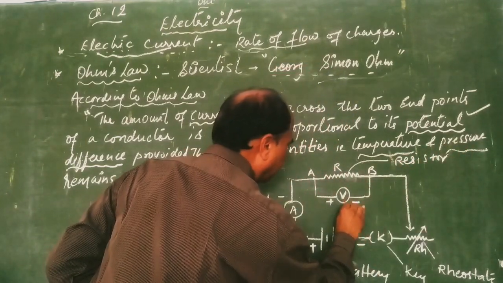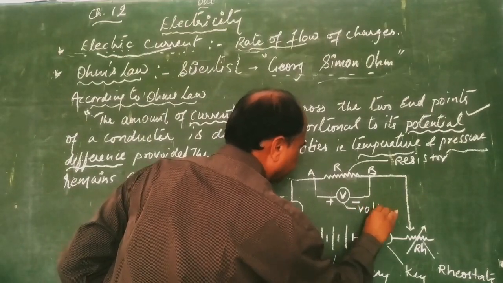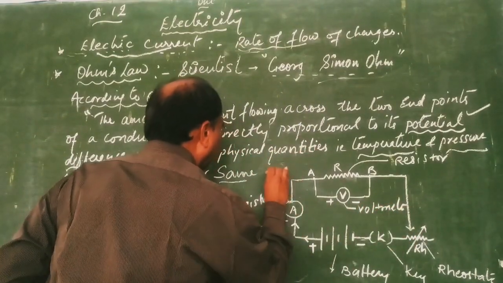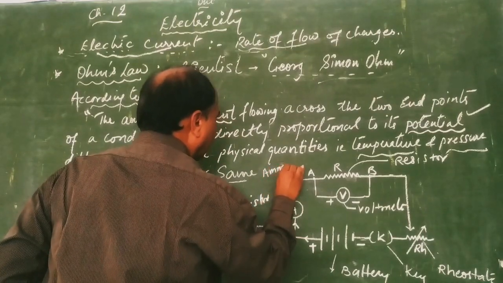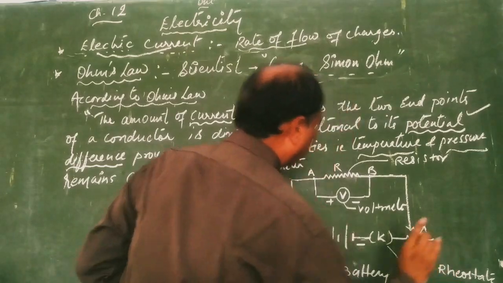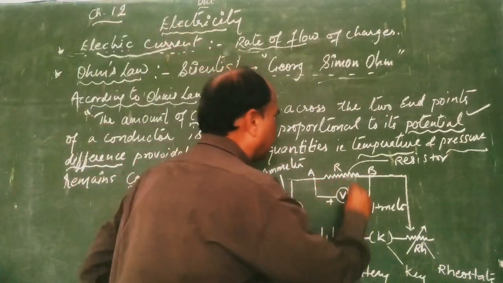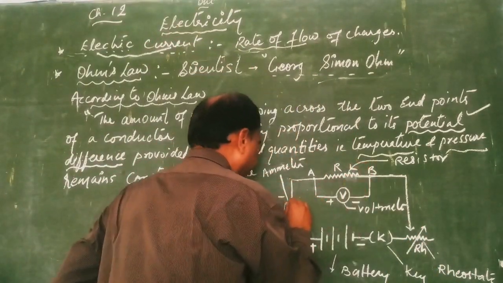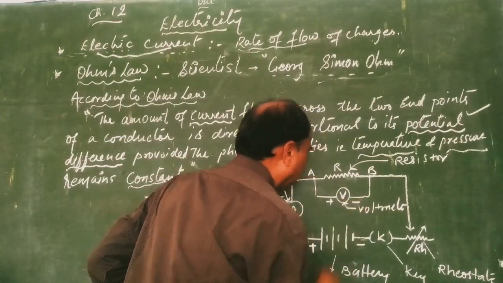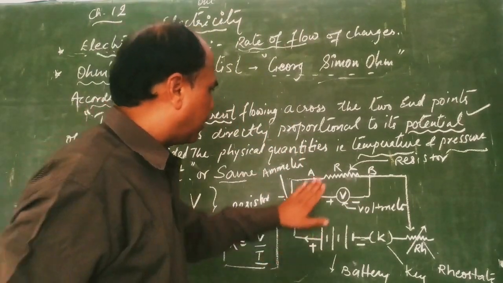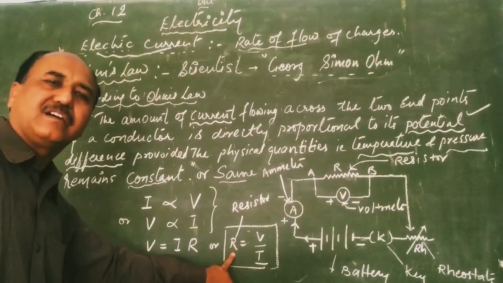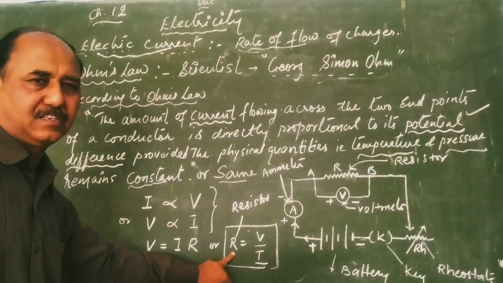This is a voltmeter. This is our ammeter. This is our battery, a key and a rheostat. This is our ammeter, this is our resistor. Now this R is also representing a resistor or a resistance.